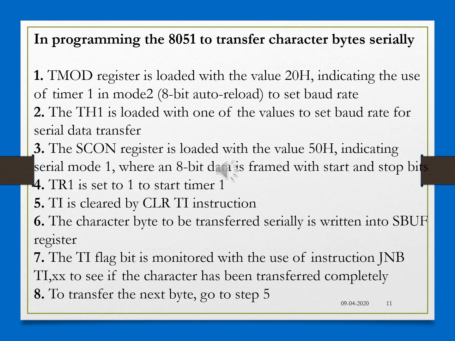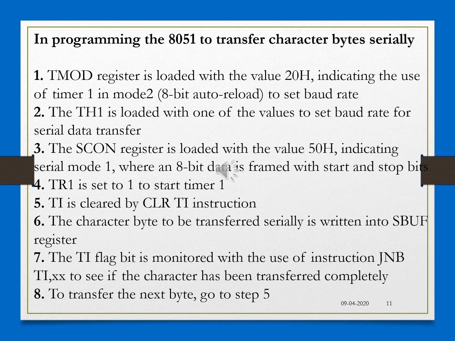So, programming 8051 to transfer character bytes serially. If you want to transmit data serially, what are the steps that have to be followed? The first step is to load your TMOD register with the value 20H, indicating that you are using timer 1 in mode 2. That value has to be loaded into the TMOD register.